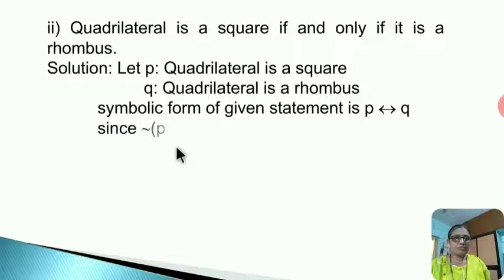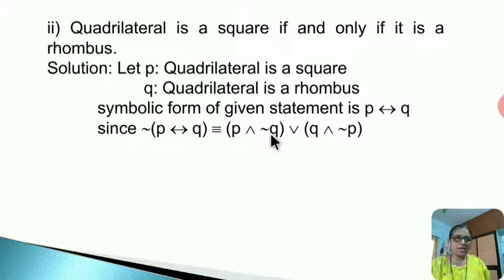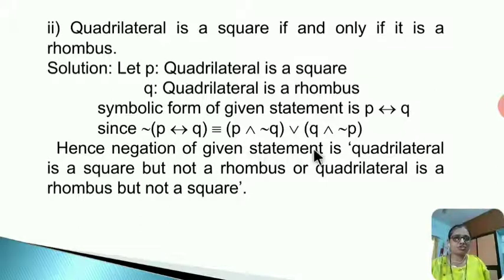And we know negation of P double implies Q is P and negation Q, or Q and negation P. Now we just have to write this notation in word form. So hence the negation of given statement is: quadrilateral is a square but not a rhombus, or quadrilateral is a rhombus but not a square. This is the negation of the given statement.